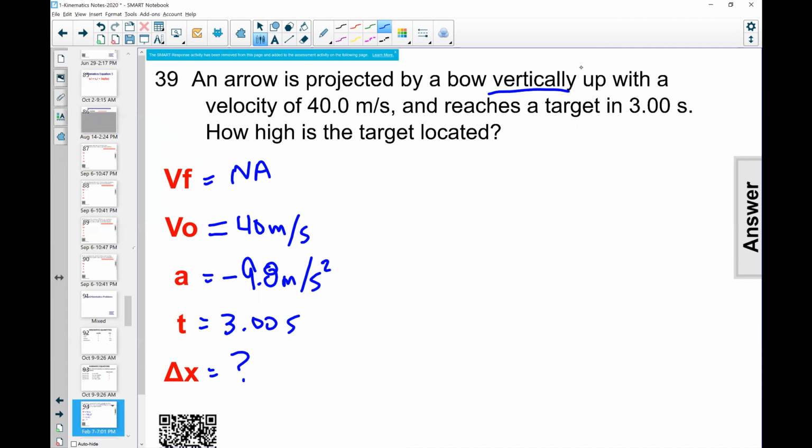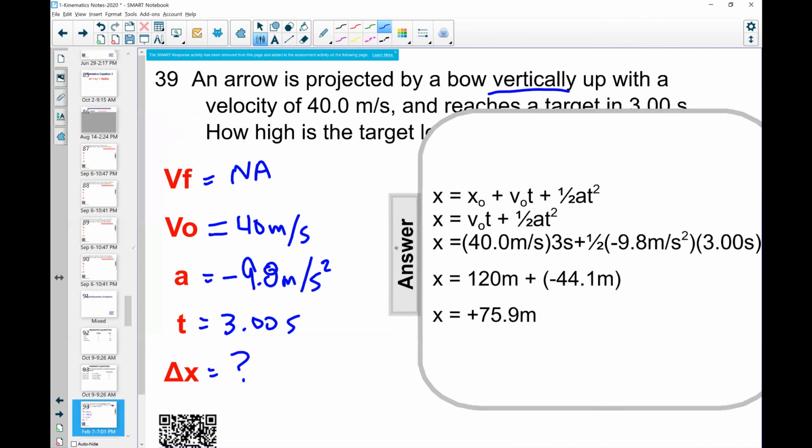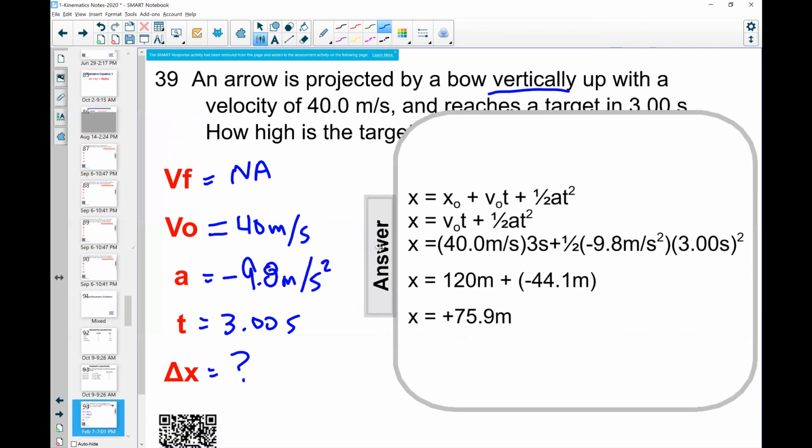Some students get confused. They'll say, oh, when it hits the target, the velocity is 0 because it stops. But we're not talking about after it hits. Whenever they say final velocity, it's always right before contact. So we really don't know anything about final velocity, and they haven't asked anything about final velocity. So if we use that knowledge, we can choose to use that second kinematics equation.